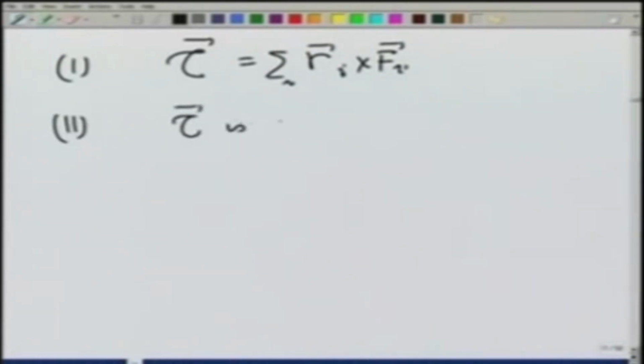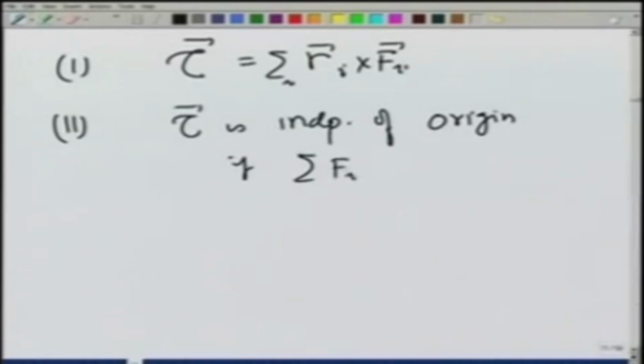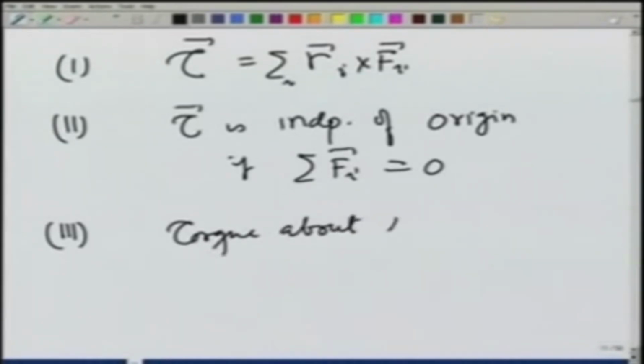So, let me now summarize what we have learned about torques. One, torque is equal to the sum of Ri cross Fi. Two, torque is independent of origin if the summation of Fi, that is the total force on the system, is 0. Third, that torque about an axis in vector direction unit vector n is n dot tau.